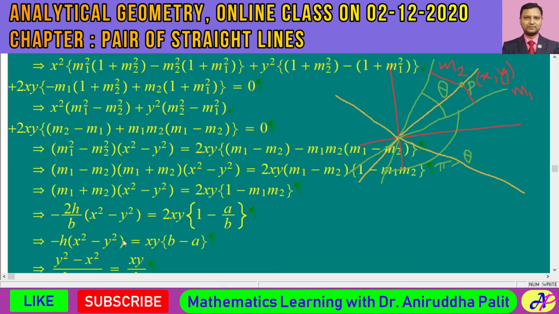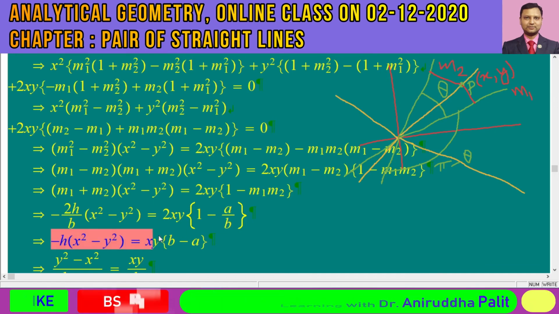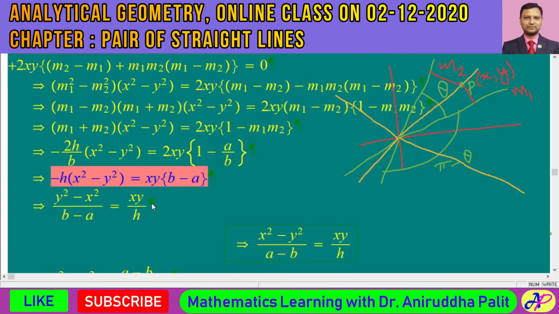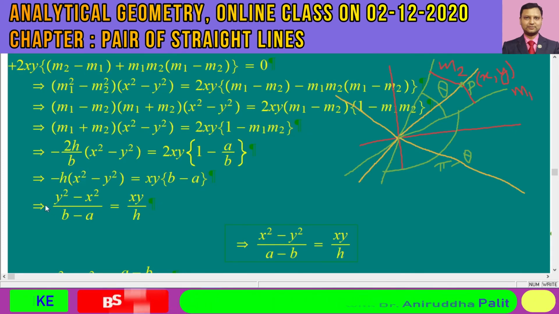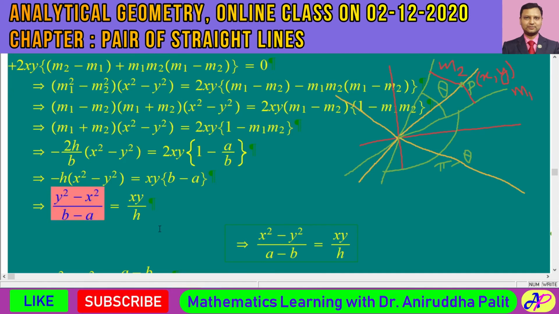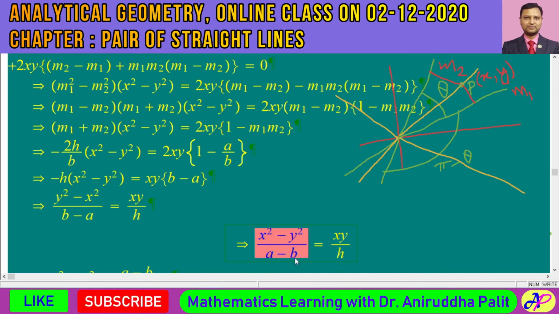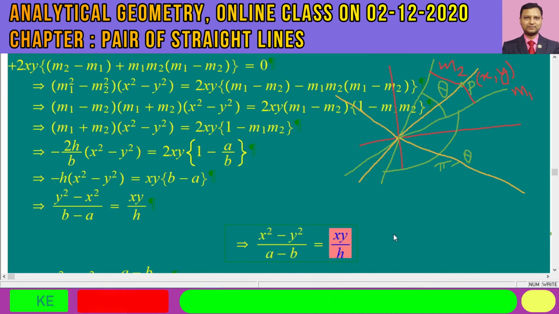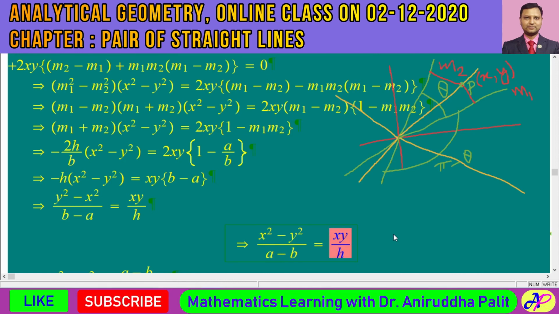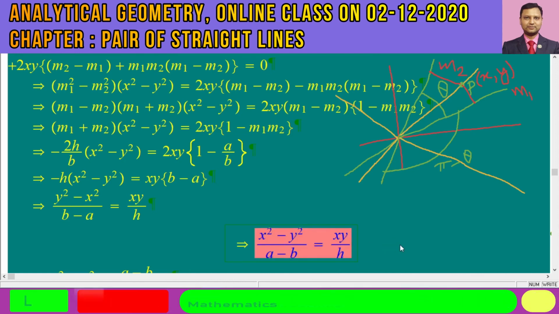And therefore if we take the LCM over here, it would be b minus a divided by b, and this b in the denominator would cancel with this b, so ultimately we shall have this type of result. And so we have ultimately the equation would be y square minus x square divided by b minus a, that is actually xy divided by h, and this can be written as x square minus y square divided by a minus b is equal to xy divided by h. Okay, so this is the equation of bisectors.